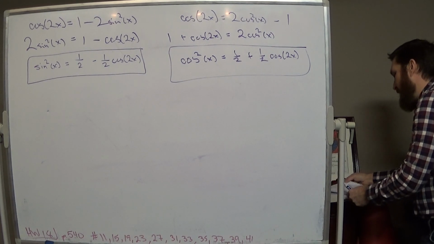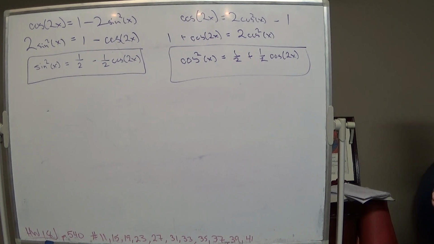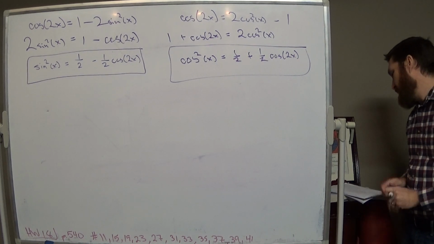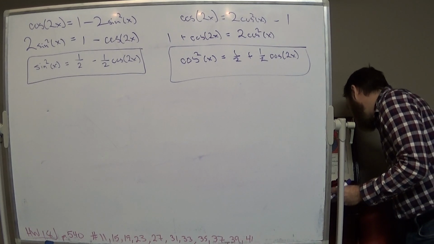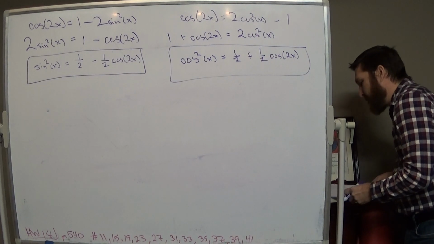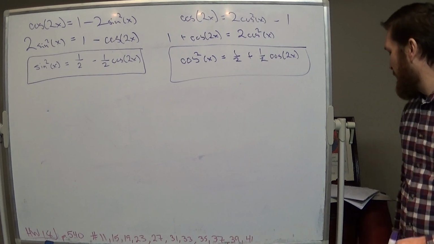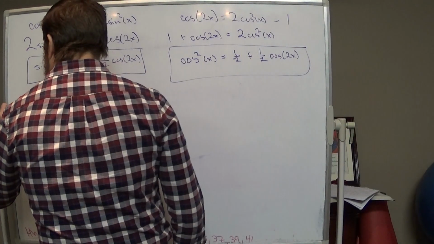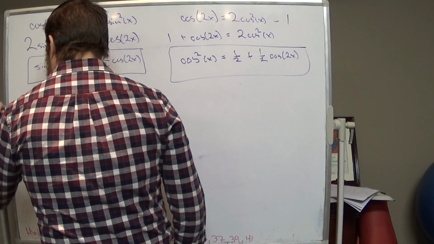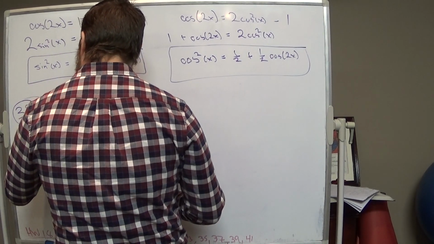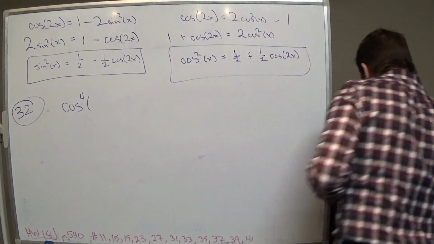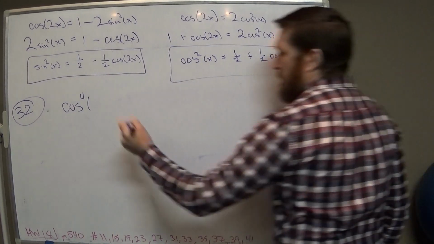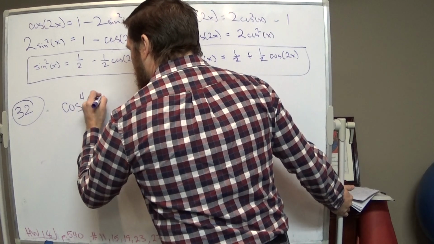Now, the way I say it, and the way you're going to see it on a quiz, is I'm going to say, reduce this to first power cosines. Your book says, express in terms of the cosine function with exponent 1. It means exactly the same thing. But this is number 32. And it tells you to do this. And I think it's cosine to the fourth of 2x. Okay.